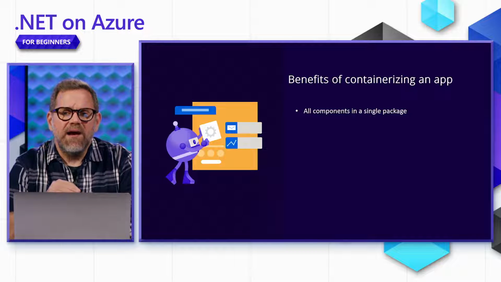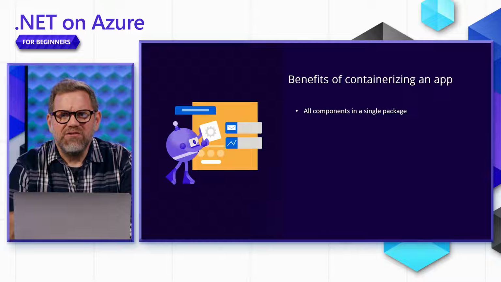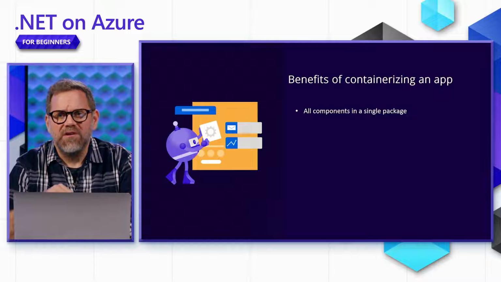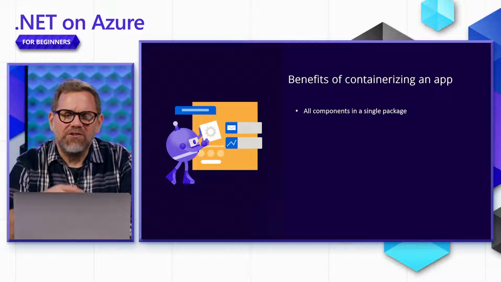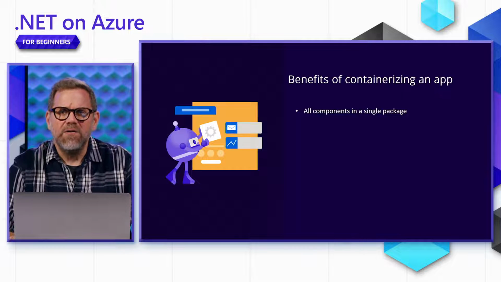When you containerize an app, all of the components for your application, all the way down to the NuGet packages it depends on, even the runtimes, are put into a single package or a container. Well, it's called a container when you actually new it up and start running. It's an image file at first. So everything that you need to run your app is in there.